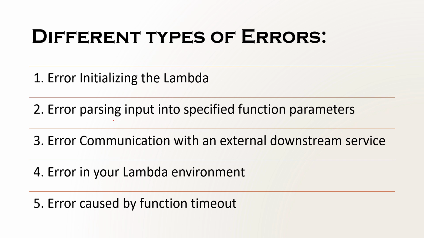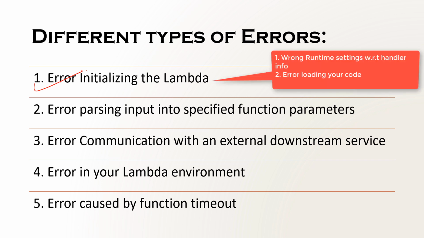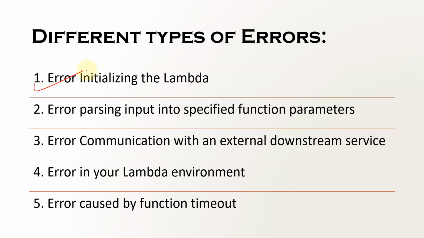The first one is error initializing the Lambda. This can be related to your function signature, or a problem loading your code. For example, if we pass the wrong method or class name, we get an initialization error. Let me show you this example.